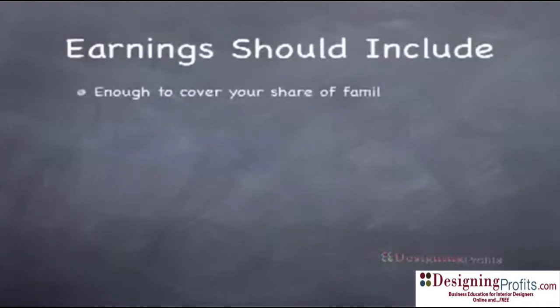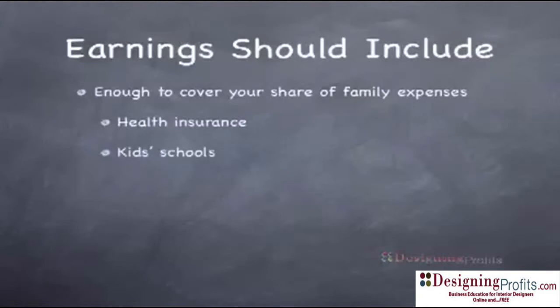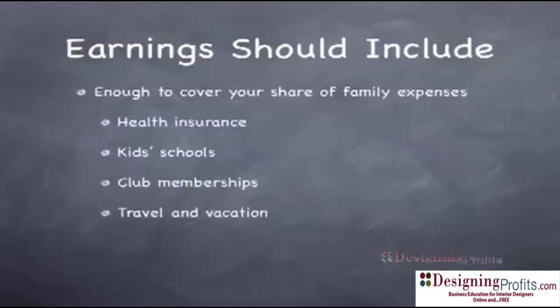Earnings should include such things as your share of family expenses, and don't forget a few extras like health insurance outside of your company, kids' schools and grandkids' schools, club memberships, travel and vacation that you'd like to take. And call us crazy, but you might even want to budget some savings to come out of your earnings.